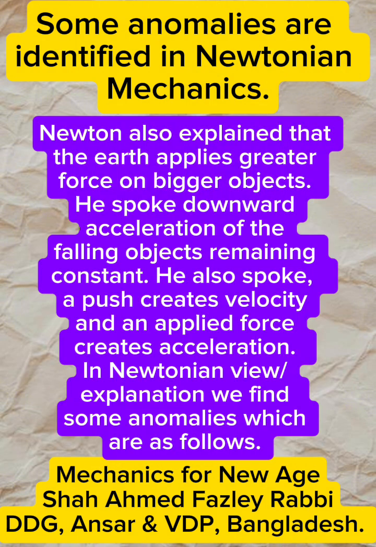Newton also explained that the Earth applies greater force on bigger objects. He spoke of the downward acceleration of falling objects remaining constant. He also spoke of how a push creates velocity and an applied force creates acceleration.